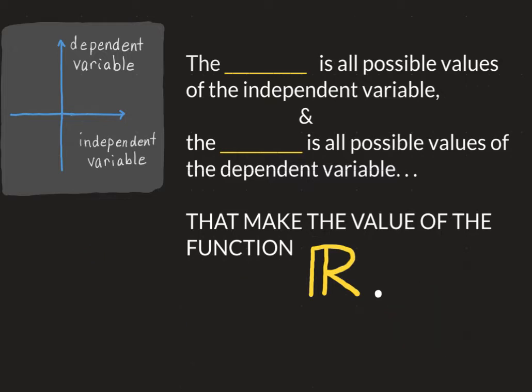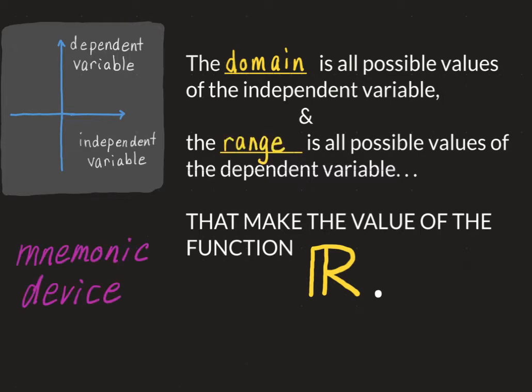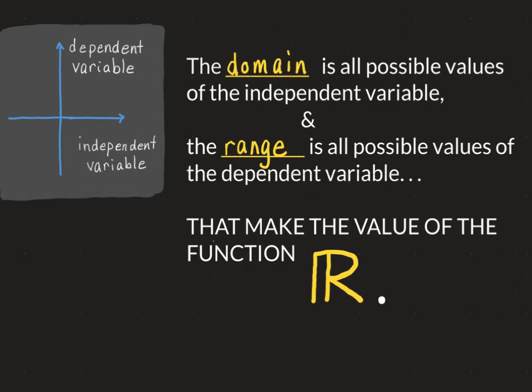What do we call all possible values of the independent variable? We call that the domain. And what do we call all possible values of the dependent variable? We call that the range. Now I have a little mnemonic device for you, a memory trick, if you will. If you look at the domain of a king, the king's kingdom would be laid out along the horizontal axis, but in the middle of the kingdom there might be a mountain range. Okay, domain and range.